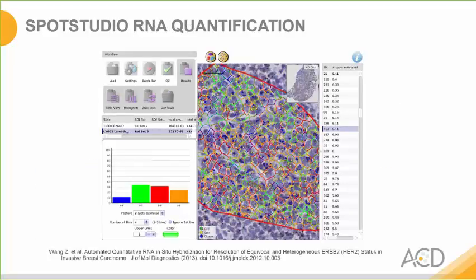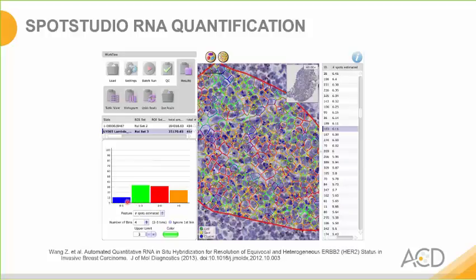An example of SPOTSTUDIO image analysis, in this case for the biomarker HER2, breast carcinoma, is demonstrated in this slide. The software identifies cell boundaries, shown with this sort of chicken wire lattice work, through the approximation of average distances between the cell nuclei. The algorithm then counts dots within each cell as defined by these cell boundaries and bins the cells by color according to the number of dots per cell.